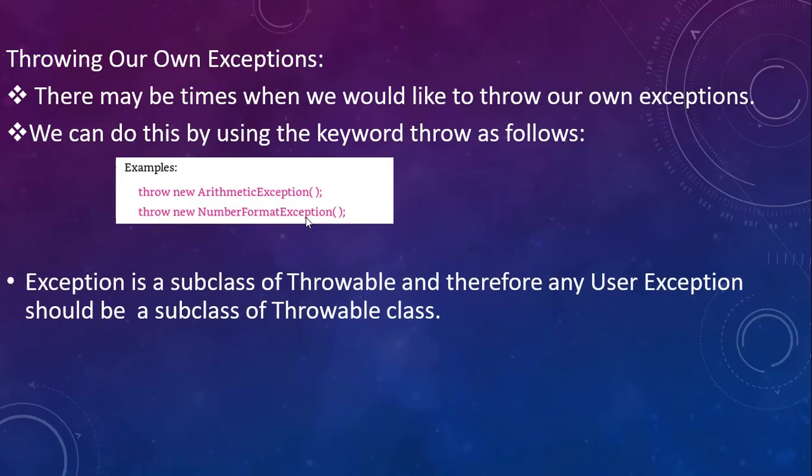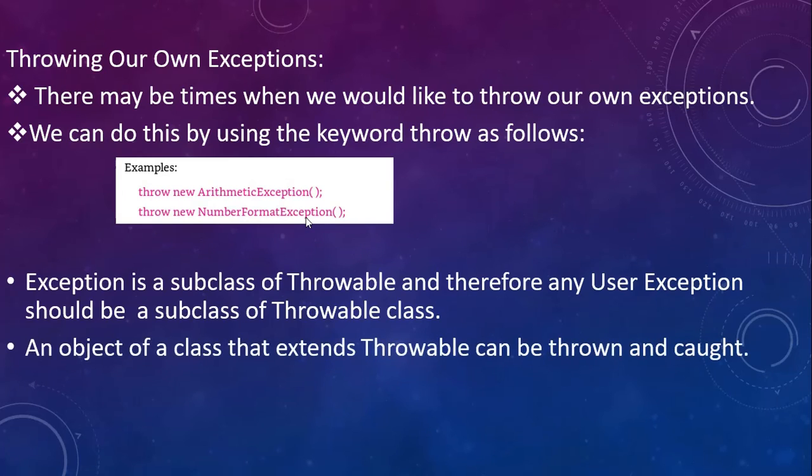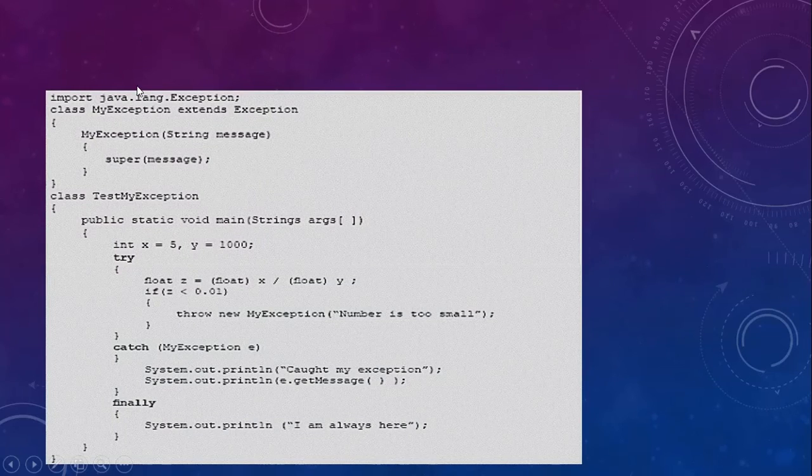Students should note that Exception is basically a subclass of another class called Throwable, and therefore any user exception should be a subclass of the Throwable class. An object of a class that extends Throwable can be thrown and it can also be caught. Now, as an example of this, I have created my own class called MyException, which extends the Exception class. That's a default class for exceptions in java.lang.